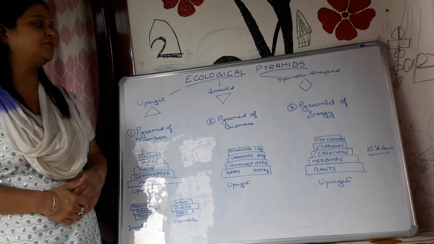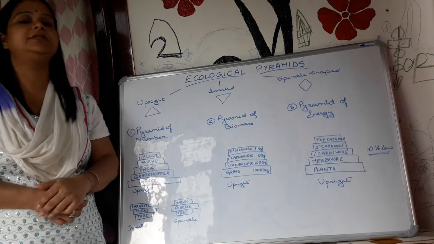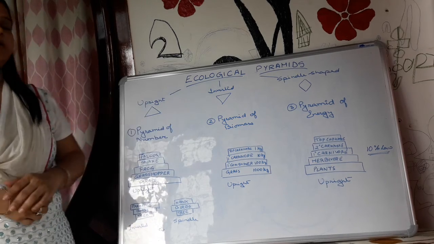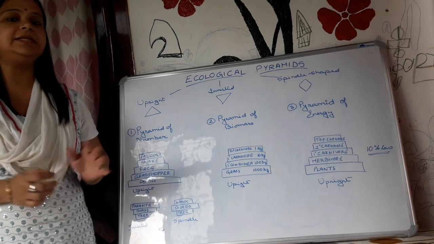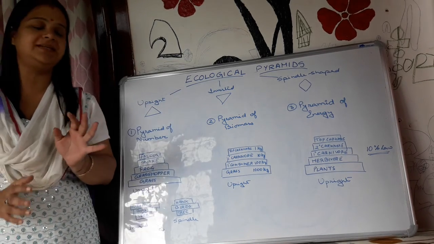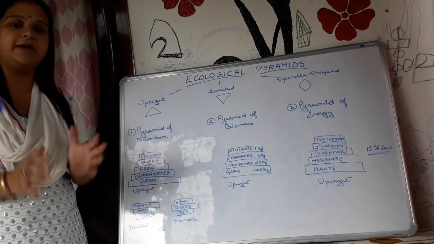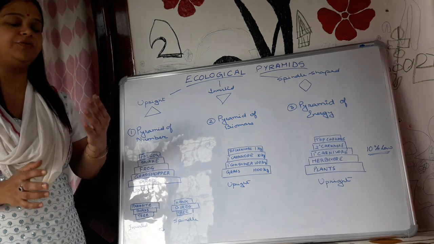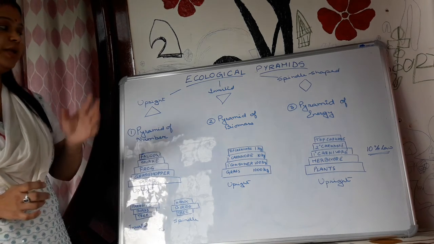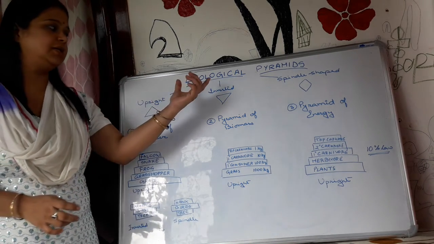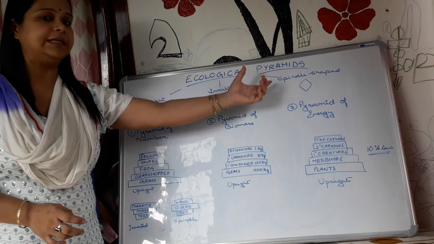Good morning. So today let's study the topic ecological pyramids. Now, what actually are ecological pyramids? These are graphical representations to show how the organisms of different trophic levels are arranged. That particular graphical representation is known as an ecological pyramid.